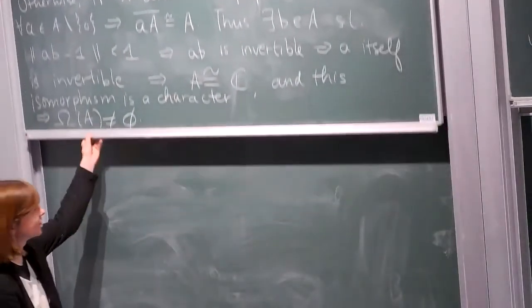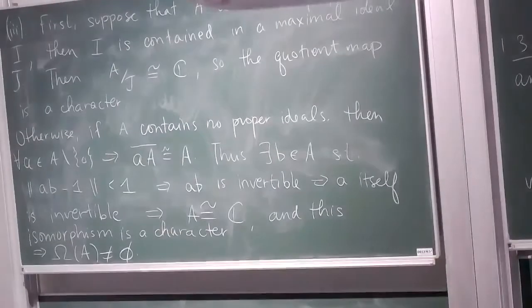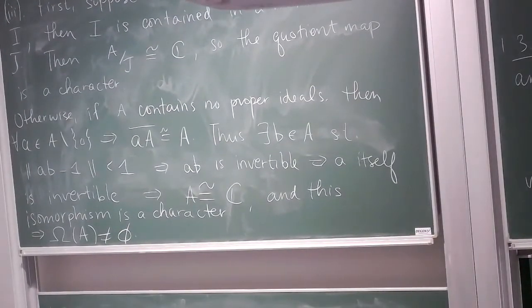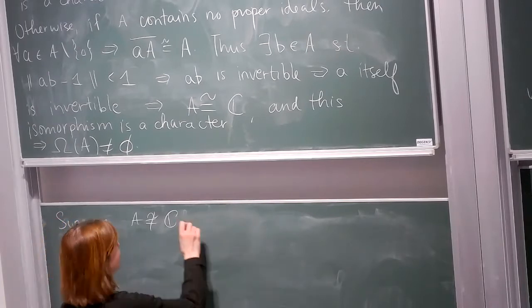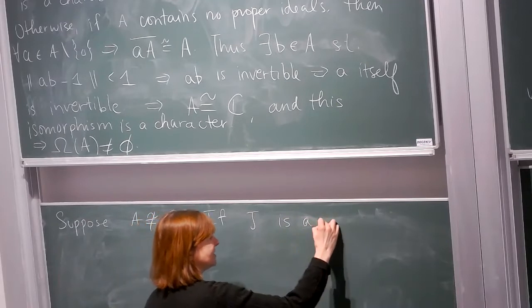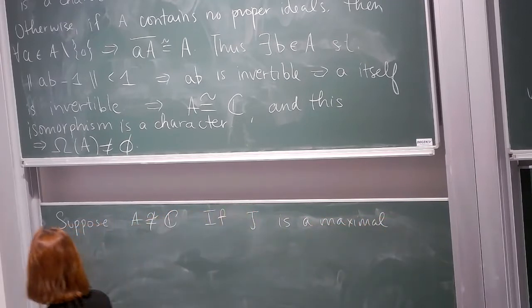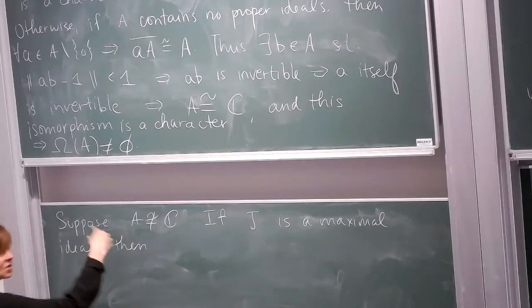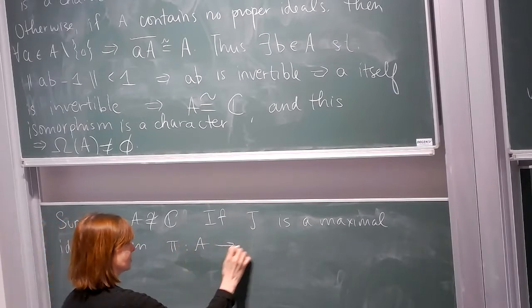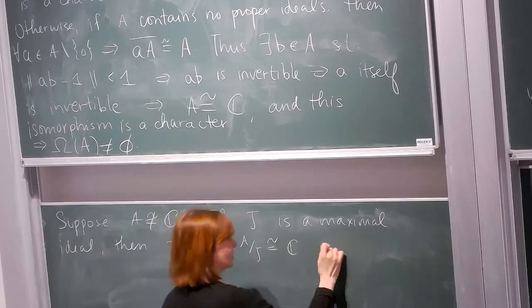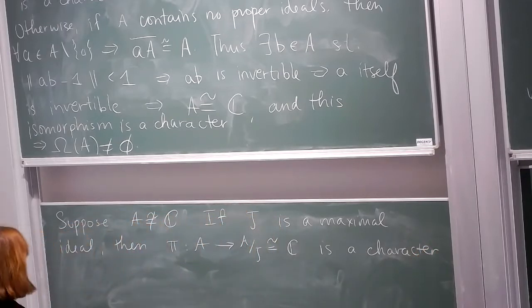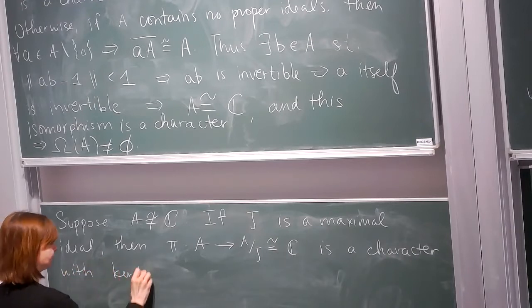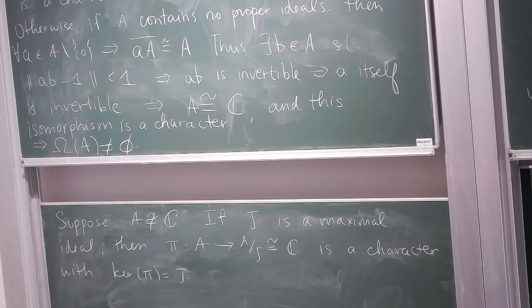Okay, so now the second part, we need to show that we have this bijection between characters and maximal ideals. And this will only happen when A is not C, so assume that's the case. Okay, so if J is a maximal ideal, then as we saw a moment ago, this quotient map is a character. And of course, J is the kernel. So that gives us one direction.